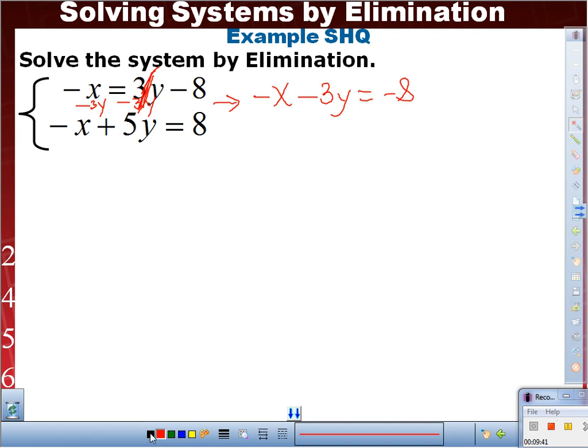Okay. Look at the second one. Is the second one in standard form? Everyone? Yes, so I just bring it over. I'm going to rewrite it here underneath. Negative x plus 5y equals 8.